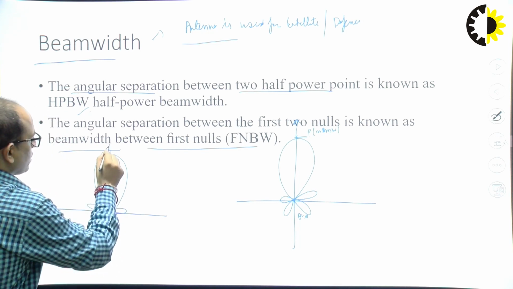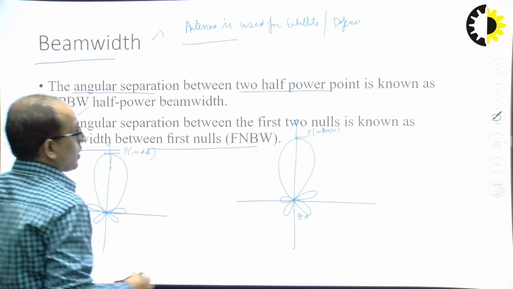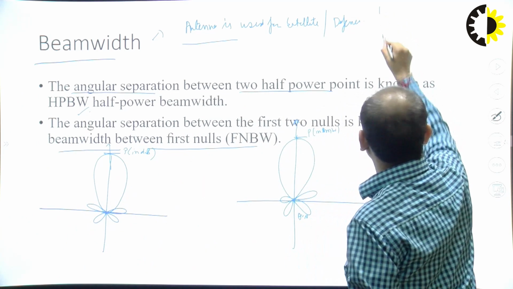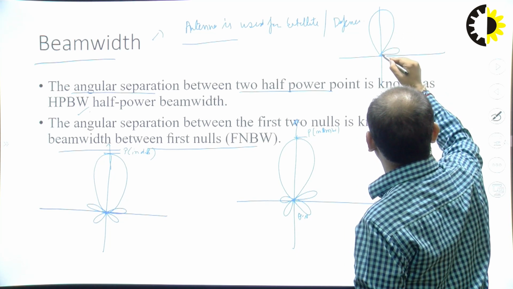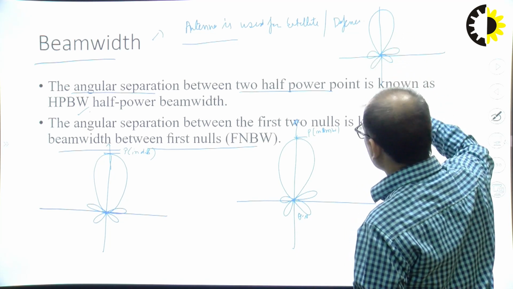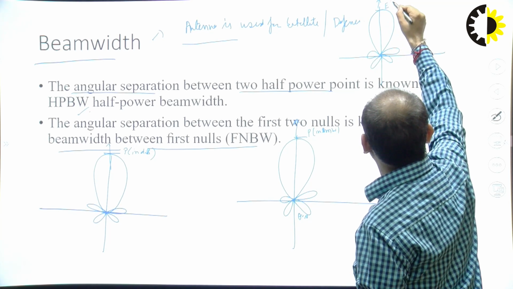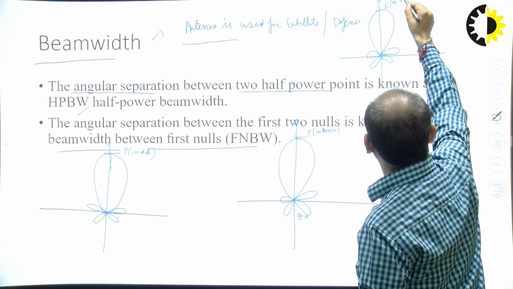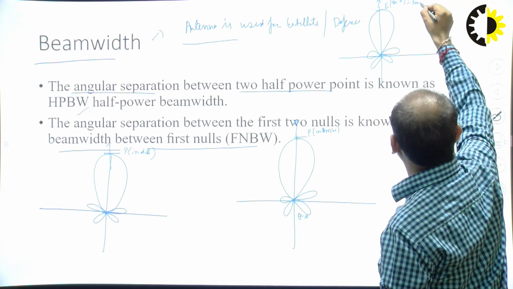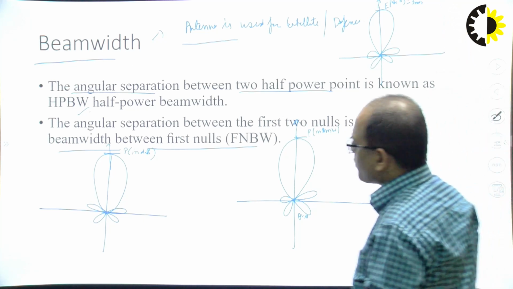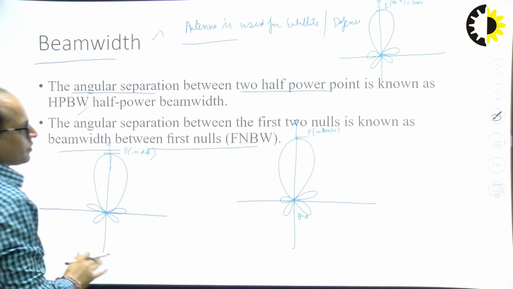If I want to say this represents the power in dB, and if I say this is another radiation pattern, or you can say field pattern, this represents what? Electric field intensity at theta equal to 0 degree, and generally it will be Emax. So half power beam width: angular separation between the two half power points.